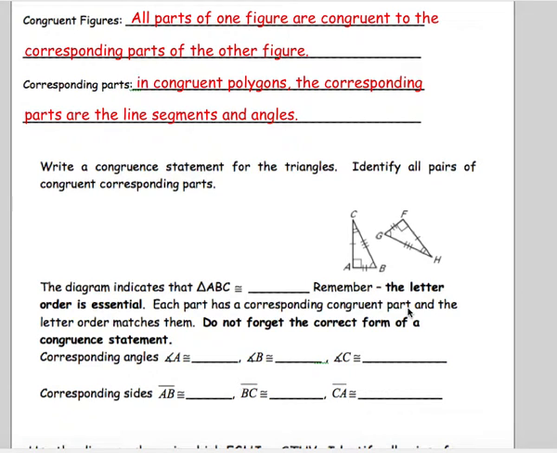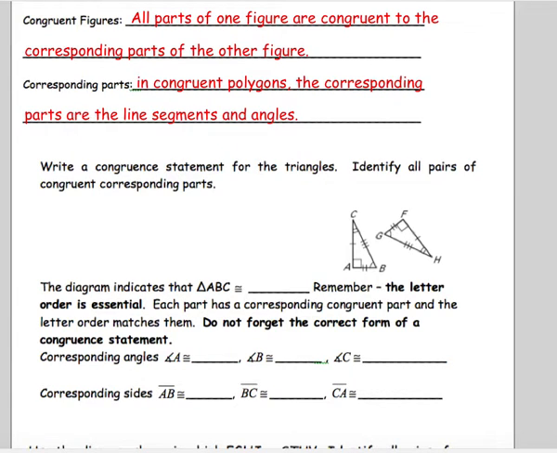Congruent figures have all parts of one figure congruent to the corresponding parts of another figure to be considered congruent. And the corresponding parts in congruent polygons are the line segments and angles. It says write a congruent statement for the triangles. Identify all pairs of congruent corresponding parts.